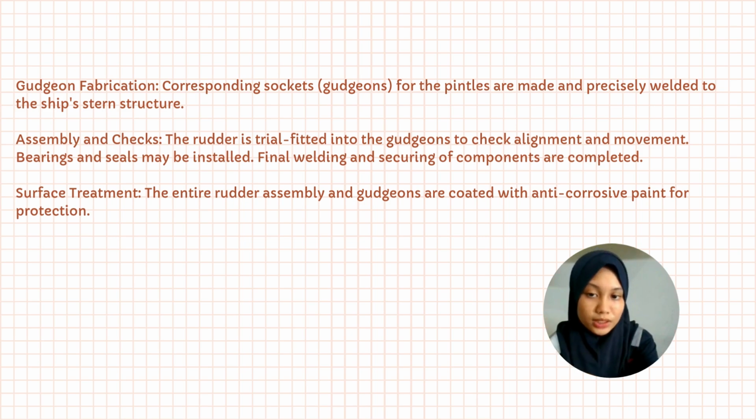And then for the next one of the construction process, we have gudgeon fabrication. Corresponding sockets for the pintles are made and precisely welded to the ship's stern structure. And then we have assembly and checks. The rudder is trial fitted into the gudgeons to check alignment and movement. Bearings and seals may be installed. Final welding and securing of components are completed. And then we have the last one, surface treatment. The entire rudder assembly and gudgeons are coated with anti-corrosive paint for protection.